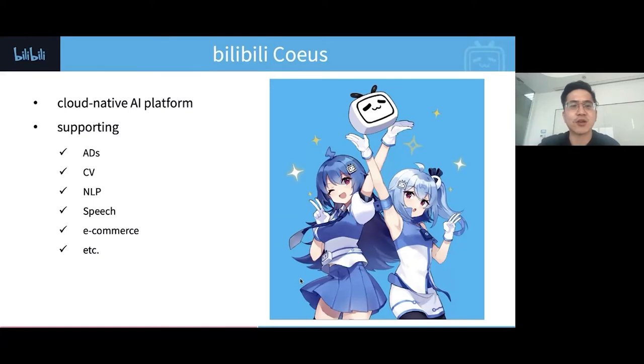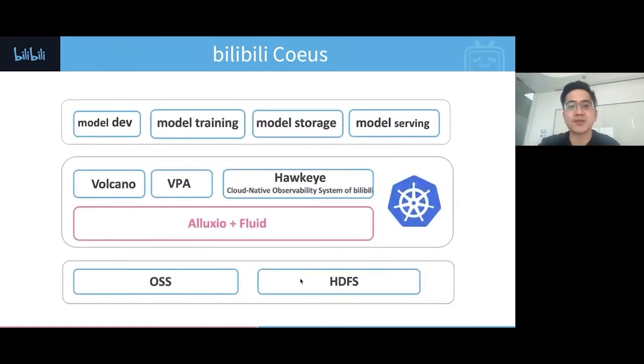This slide shows the COIS architecture. Our platform provides services including model development, model training, model storage, and model serving. Our platform is built on Kubernetes, integrated with several open source projects. For example, Volcano is a batch system which is widely used in machine learning, HPC and big data areas. Vertical Pod Autoscaler is a controller that frees users from the necessity of setting up resource limits and requests for the containers in their pods. And Hawkeye is Bilibili's cloud native observability and monitoring system.